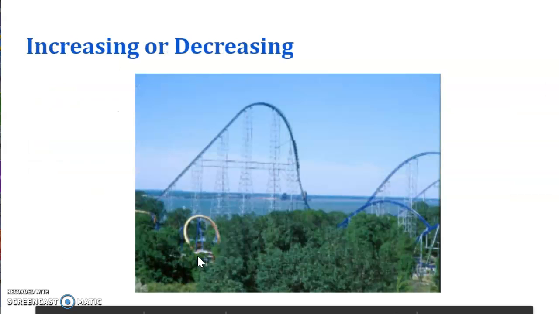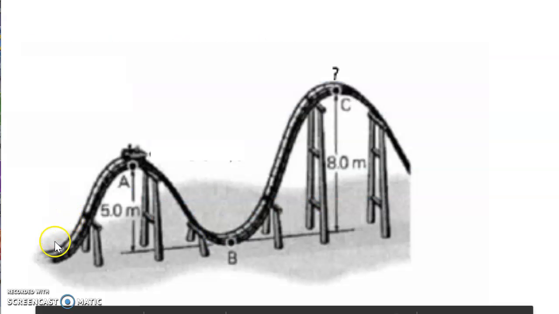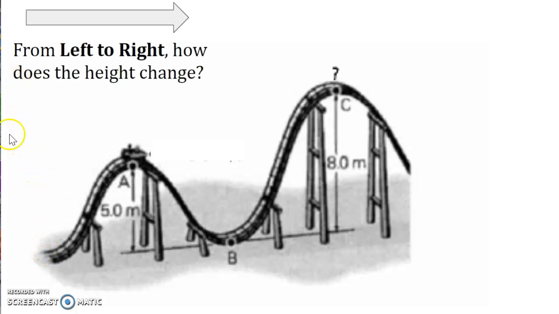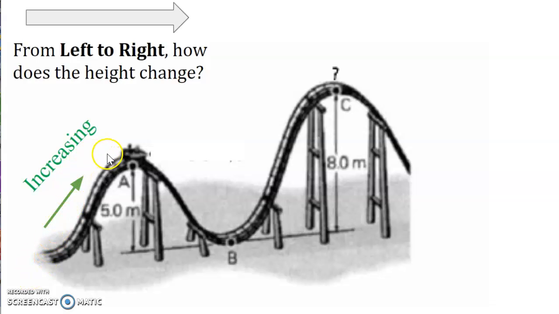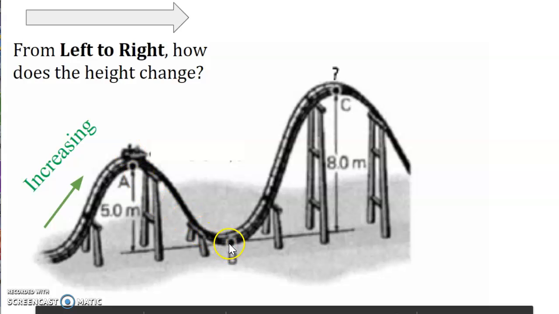Okay, so let's talk about a graph increasing or decreasing. When we think about increasing or decreasing, I want you to think in terms of a roller coaster. We talk in terms of a roller coaster from left to right. So mathematically, we always go from left to right. How does the height change? From this point, the local minimum, to the local maximum here, the y value or the height is increasing, right? It's getting higher. It's getting more scary. So we say that's increasing.